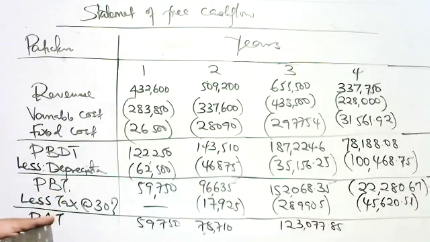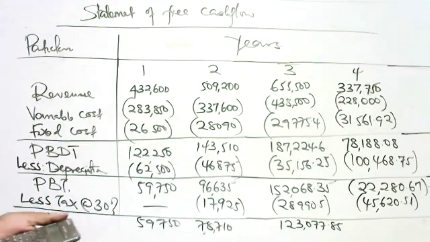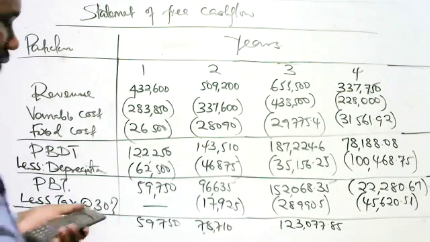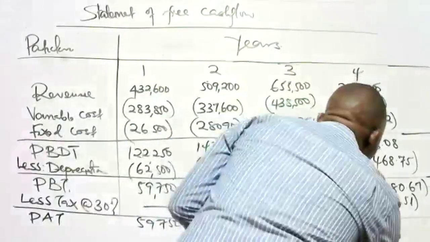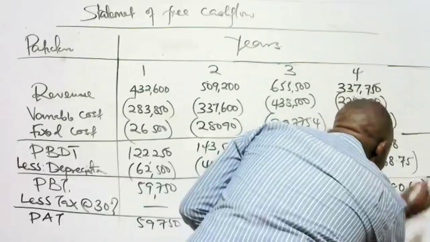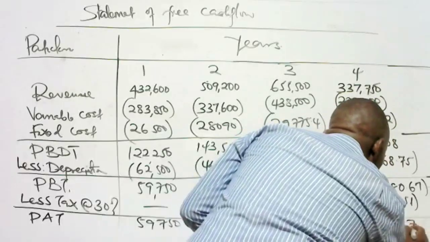What are you guys saying? Year four, negative 67,901.17. Negative 67,901.17.